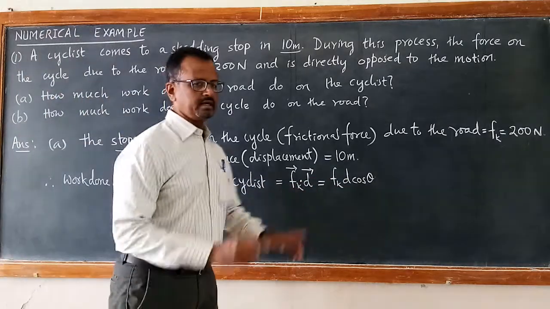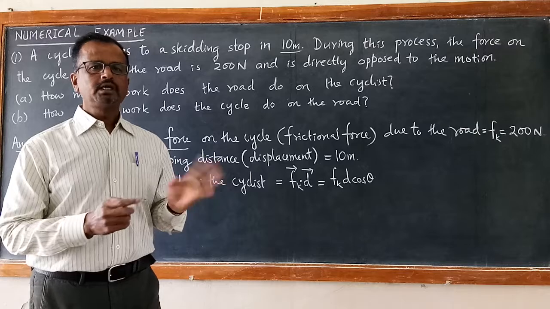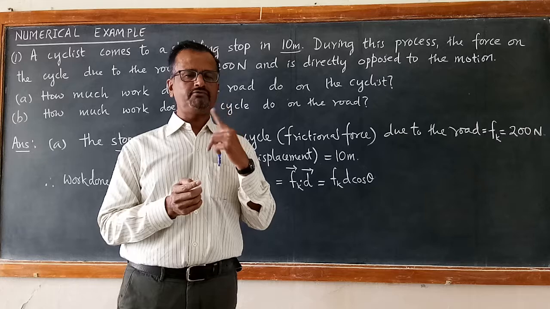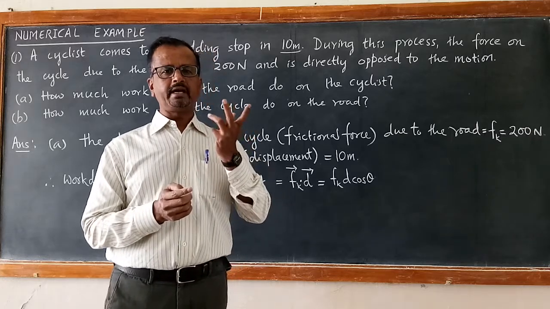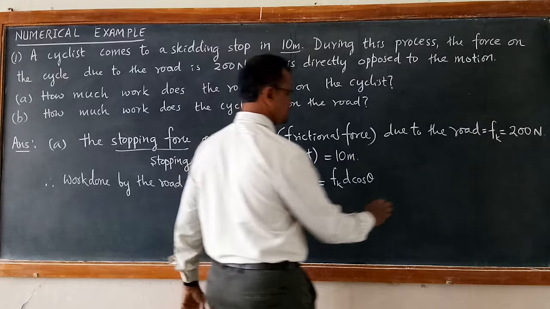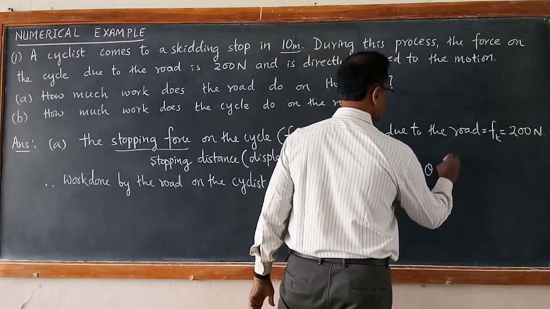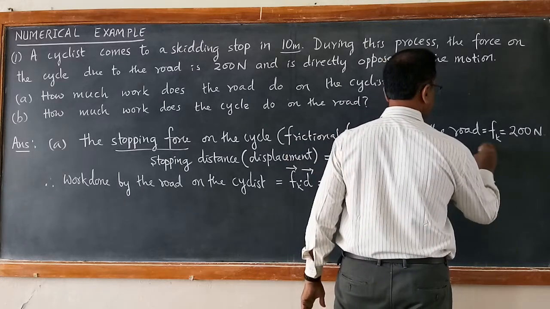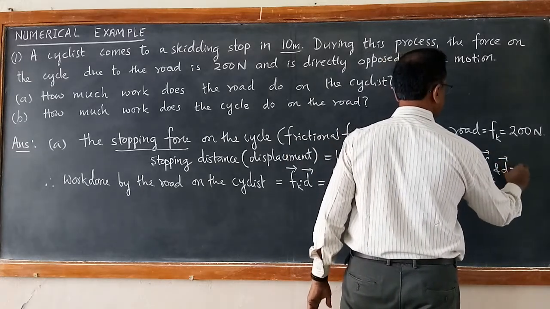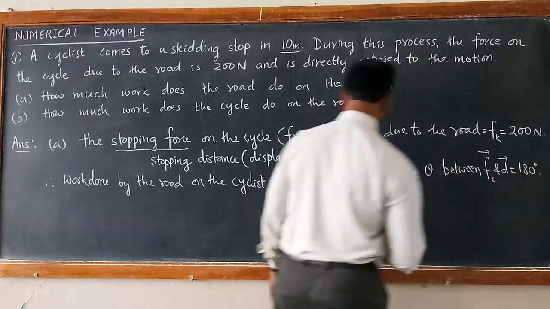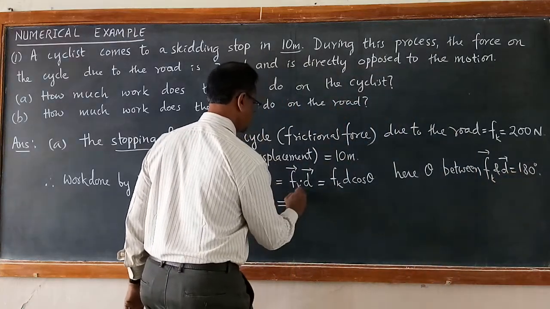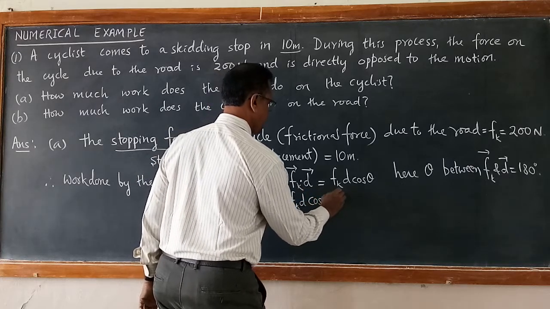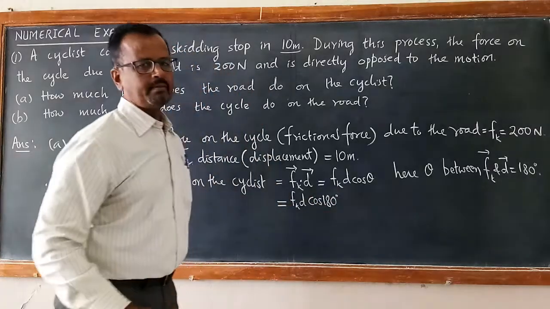So, what is the angle between the kinetic friction and the displacement? Kinetic friction is always opposing the motion. Therefore, kinetic friction is in the opposite direction of displacement. So, the angle theta between Fk and d is 180 degree. Therefore, if you substitute, it becomes Fkd cos 180. Cos 180 is minus 1.